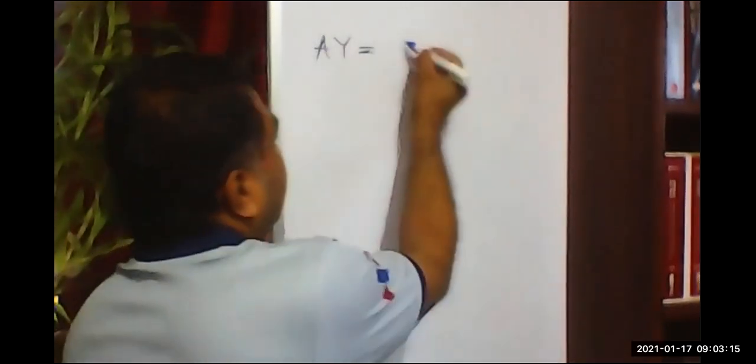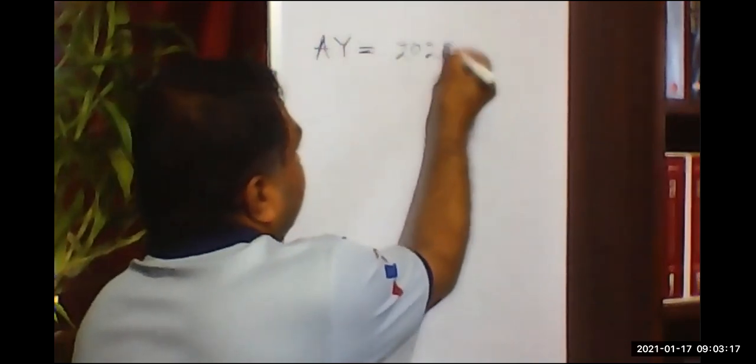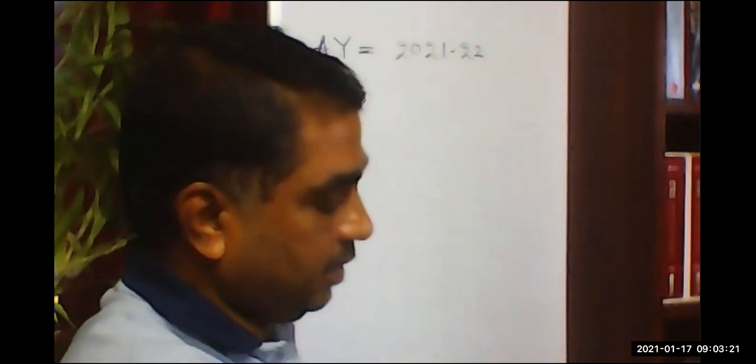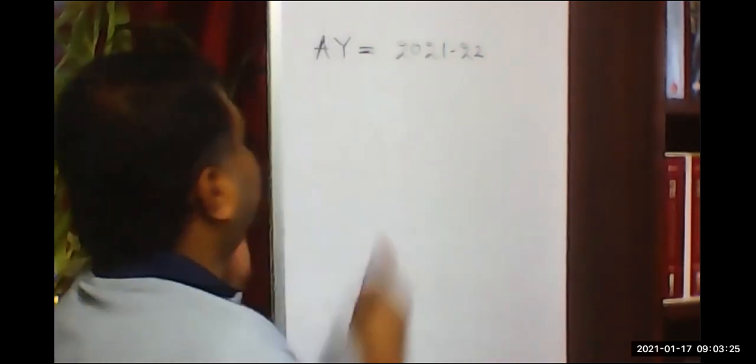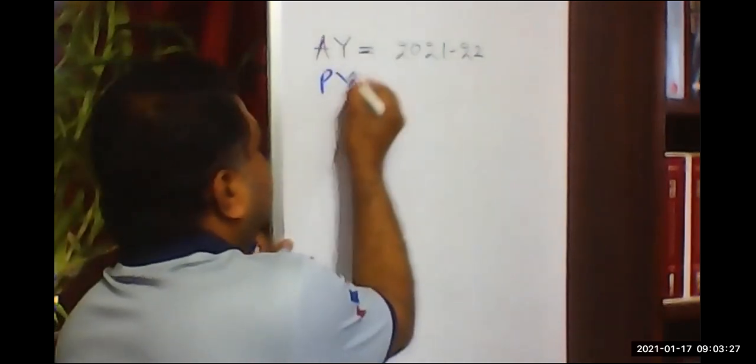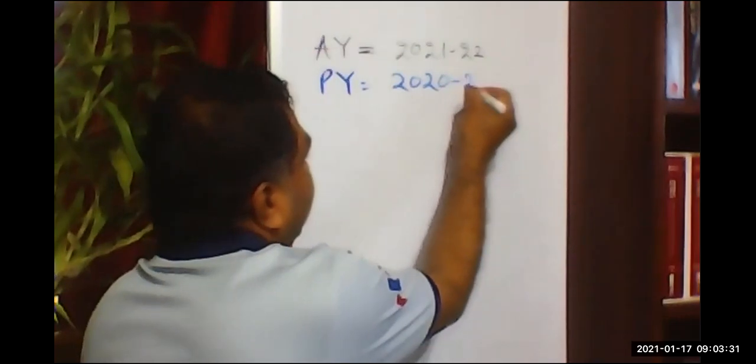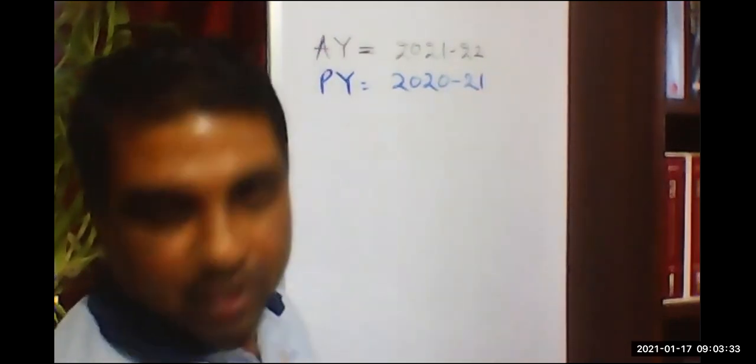Now we are taking the exam in your example. What is the assessment year we are referring to? 2021-22. 2021-22 is the assessment year we are talking about, right? And what is the previous year? That will be called the relevant previous year. 2020-21. This is the previous year we are referring to.